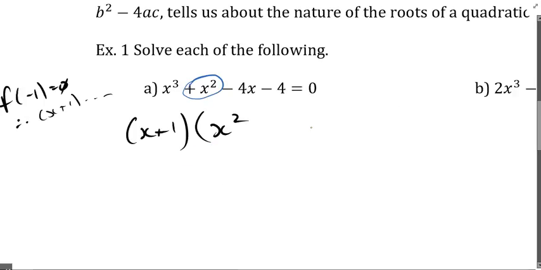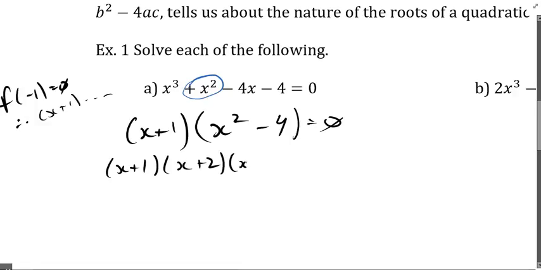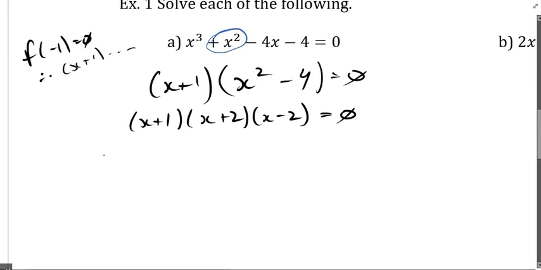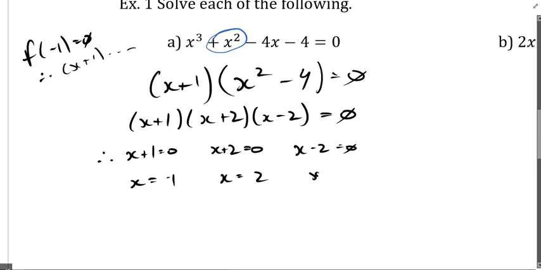Okay, so I get x squared minus 4 equals 0. And that means x plus 1 times x plus 2 times x minus 2, that's a difference of squares, equals 0. Using the zero product property, therefore, x plus 1 equals 0, x plus 2 equals 0, x minus 2 equals 0, so x equals negative 1, x equals negative 2, x equals 2.